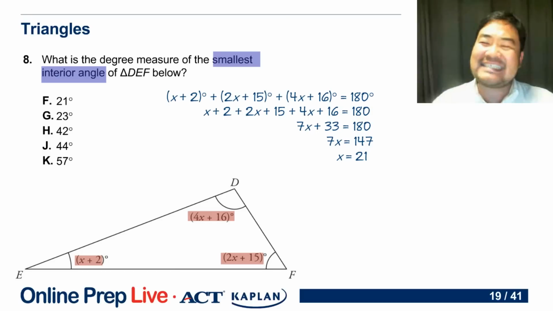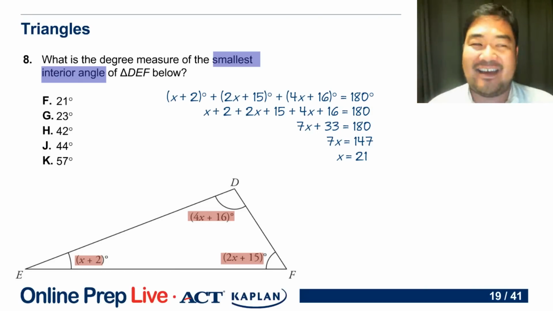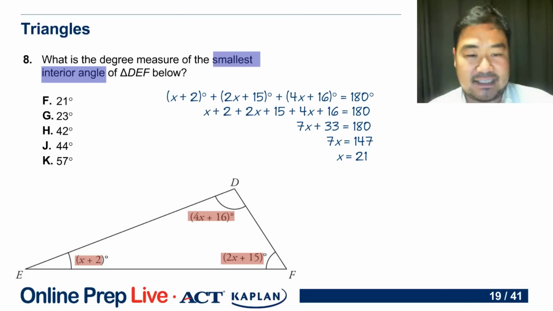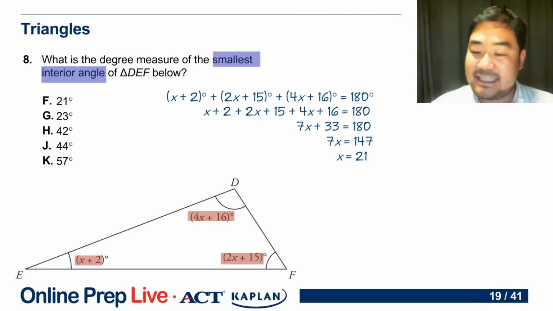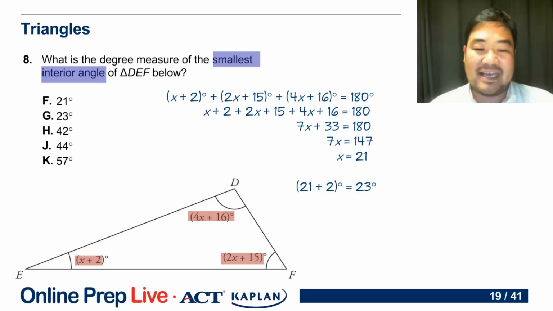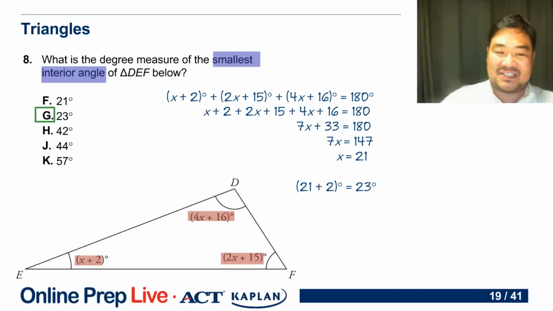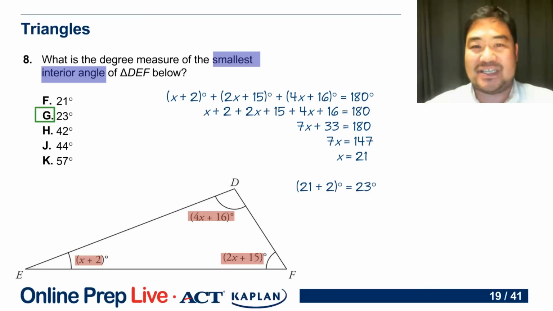Yeah, that's that ooh moment, like, oh, now I get it. And that's a great moment to have because now you're like, all right, I'm not going to fall for that again. I'm going to make sure I take that extra step to make a real difference in my ACT score. We're going to plug into the x plus 2 angle. That's going to be the smallest one. So our last step, 21 plus 2 is equal to 23. Answer choice G, as in great job here.